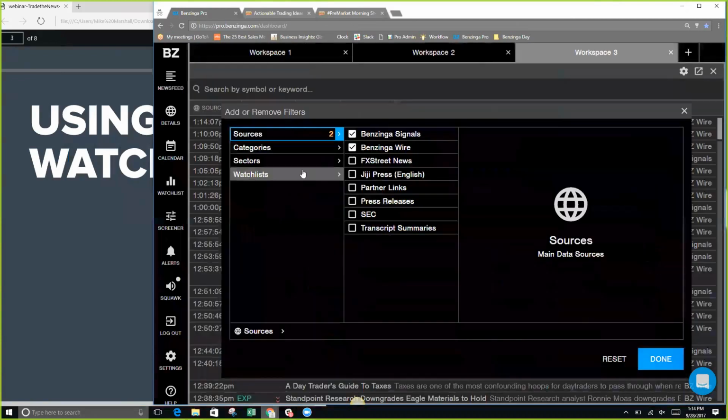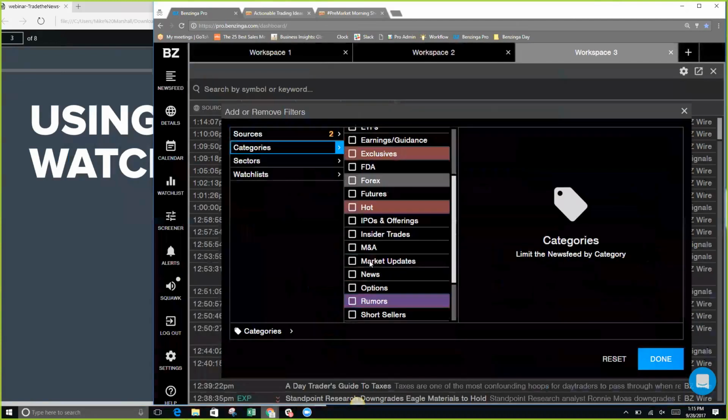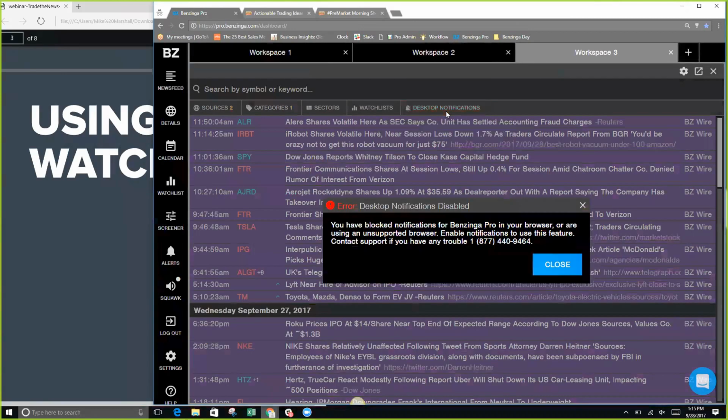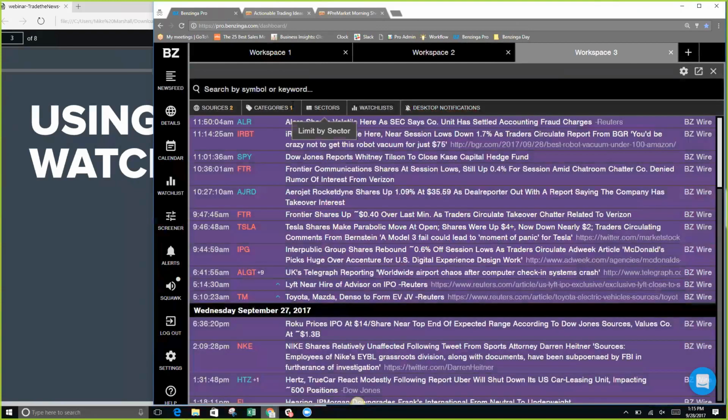Excellent. And then the other one, if we went over here to categories and just turned our rumors on, we could set up our desktop notifications if I had it in the right browser. I'm in incognito just so it doesn't have all my settings currently saved, so you guys aren't looking at that mess.